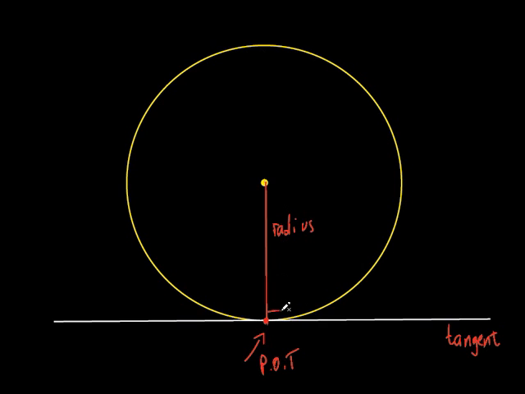So if I draw a radius to the point of tangency, I'm always going to get a right angle. Now this is a right angle to the tangent, not to the circle, because the circle's curved. You can't have a right angle to a curved surface like that.